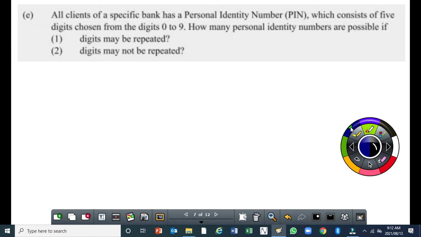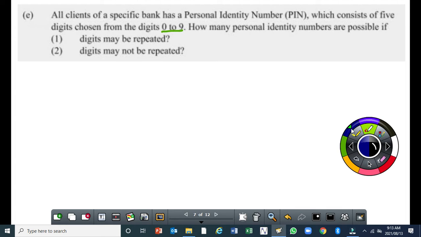There's a personal identity number which is called a PIN, which consists of 5 digits chosen from the digits 0 to 9. How many personal identity numbers are possible if the digits may be repeated, if the digits may not be repeated? Now the question is, how many digits are there? 10. There are 10, not 9. Okay, you are including the 0, so 0, 1, 2, 3, 4, 5, 6, 7, 8, 9, 10 digits.